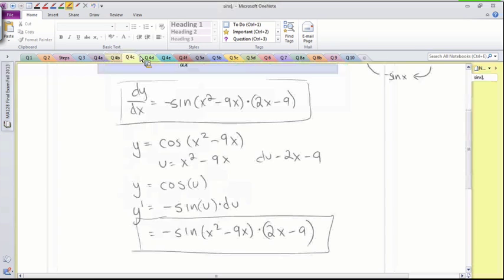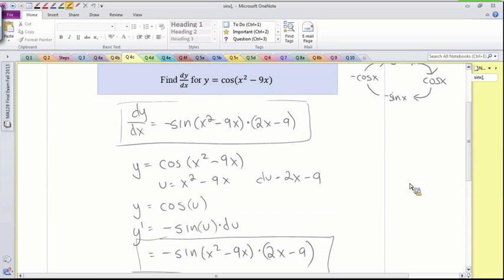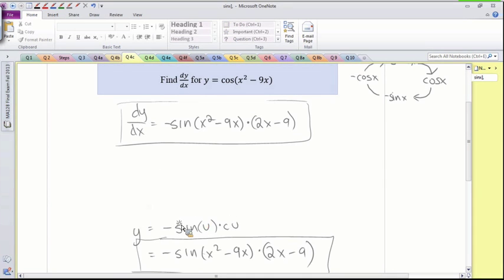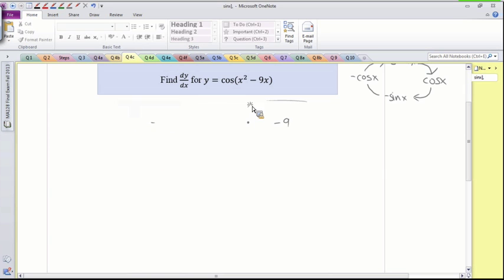Question for 4c. So 4c is also a chain rule, but it's a chain rule with trig functions. So let's start from scratch. Let's leave this up here because I like this.